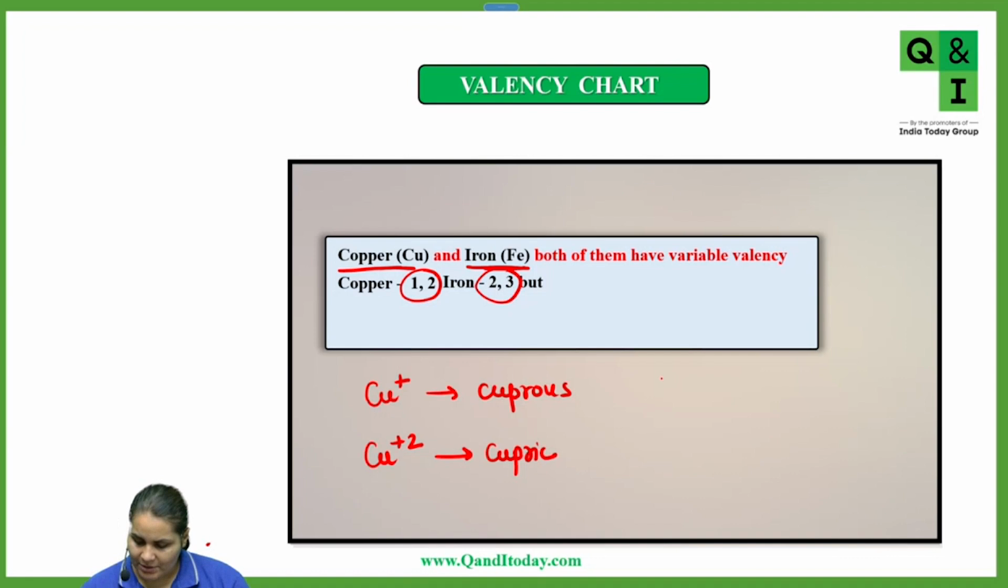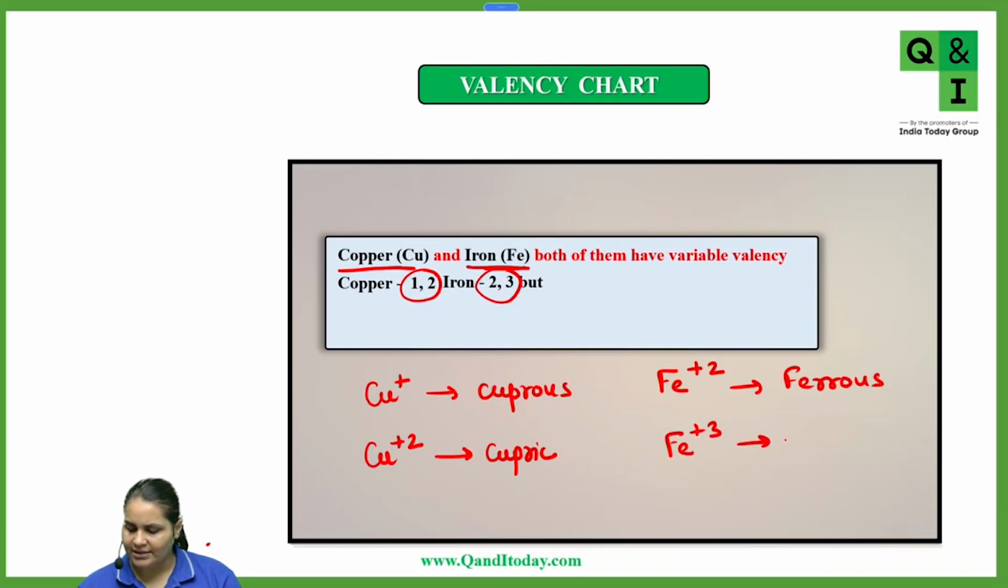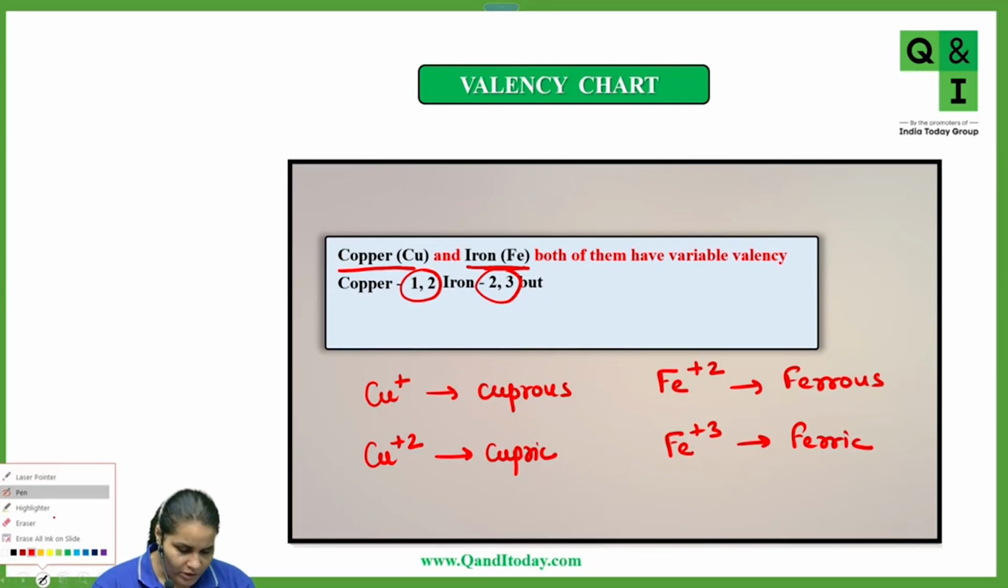Okay. Similarly, if I take iron, iron also shows 2 valencies. So iron, if it is in +2 state, it is called ferrous. If it is in +3 state, it is called ferric, right? So what do you interpret from here?